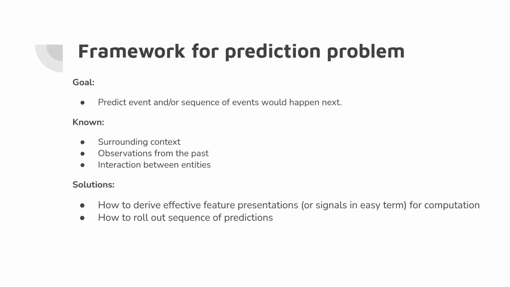The framework of the prediction problem: essentially, your goal is to get the sequence of events going to happen next. The knowledge you have is the surrounding context, the observations from the past, and the interactions between those entities. In the deep learning world, the solution is you first derive features from observation. You derive very effective, cost-effective, precise, concise features. Then you use these features to make calculations, like with a convolutional neural network and other neural networks, through many layers. Then you roll out a sequence of prediction events.